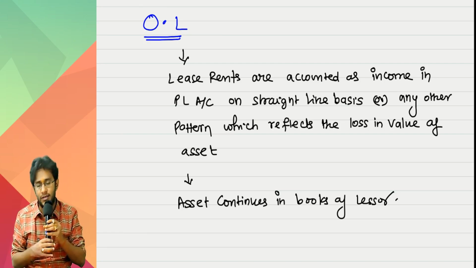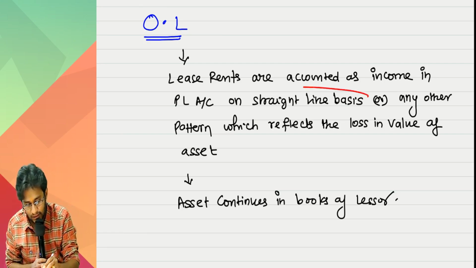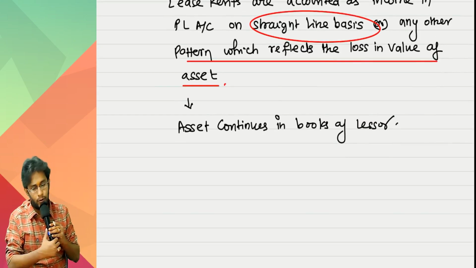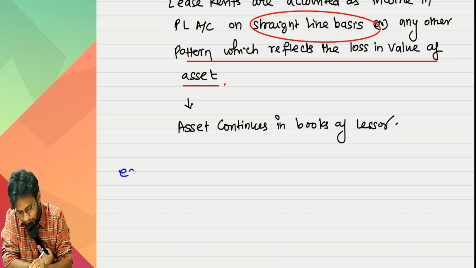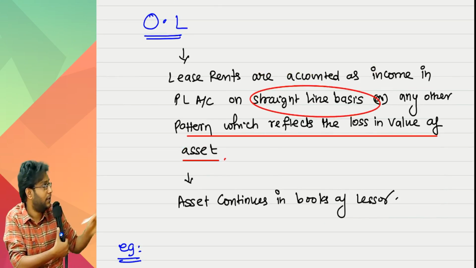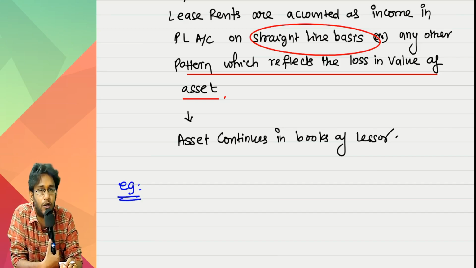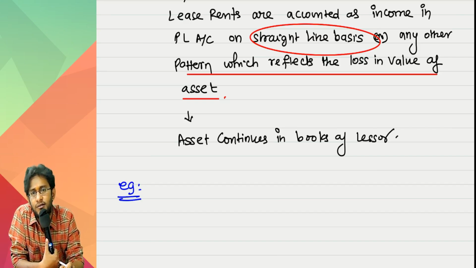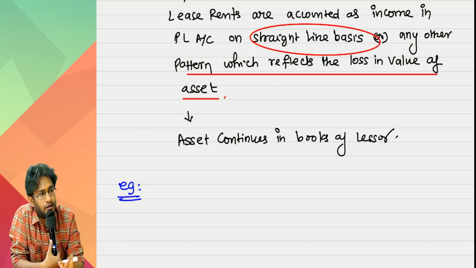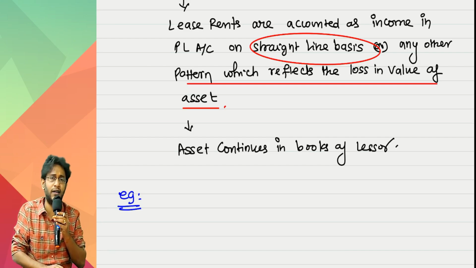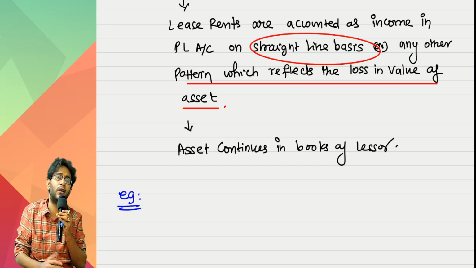Now, on what basis will you recognize it? The standard says straight line is the first priority, unless you work out some other pattern which reflects the loss in the value of the asset. Now, look at one example here. When somebody tells you straight line basis, it sounds easy, but it's not always easy. You think that is easy because every year lease rent is same. What if every year lease rent is not same? Straight line booking means every year same lease rent income should come, no? But what if lease rents every year are not same? Then what will you do?